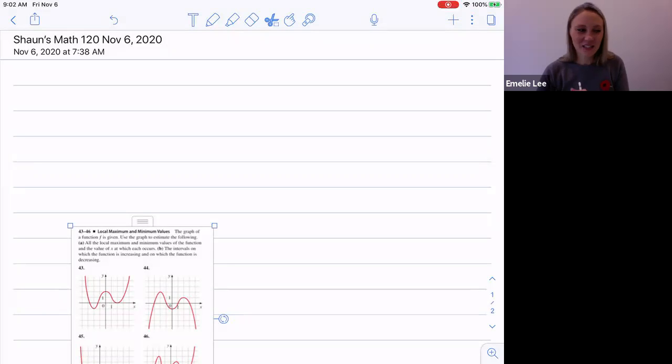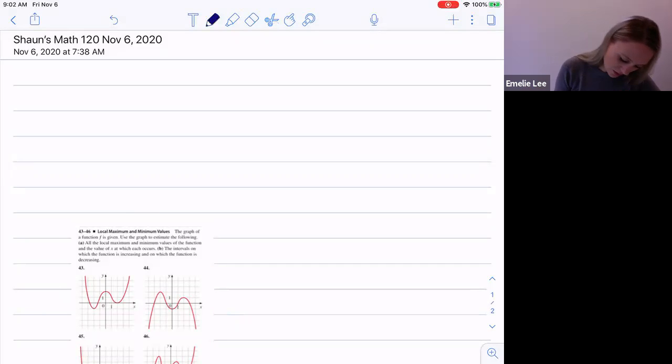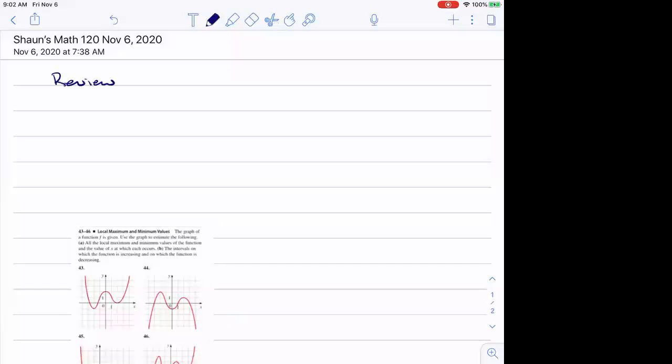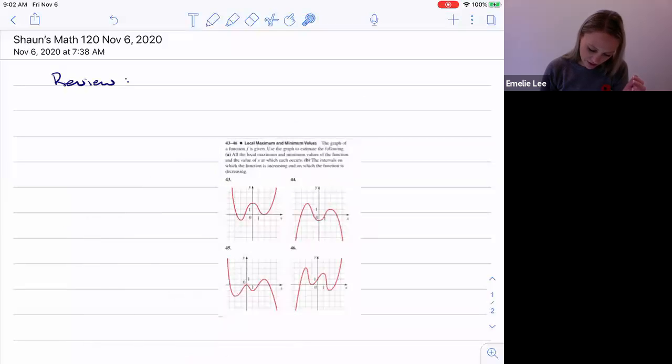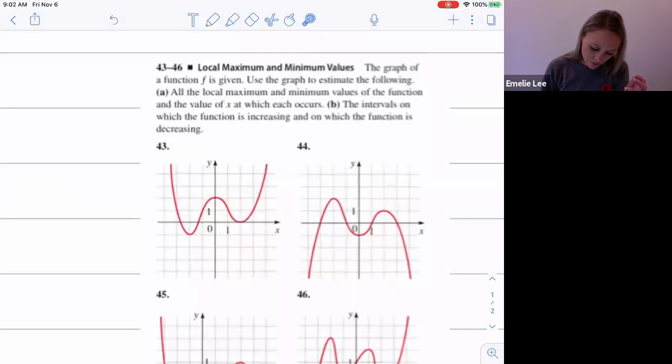All right. So last day we were in section 2.3, and just as a quick review, we talked about functions that are increasing and decreasing. That's why I brought this one in here, so we can have a look at a function that is decreasing, then increasing, and then decreasing.